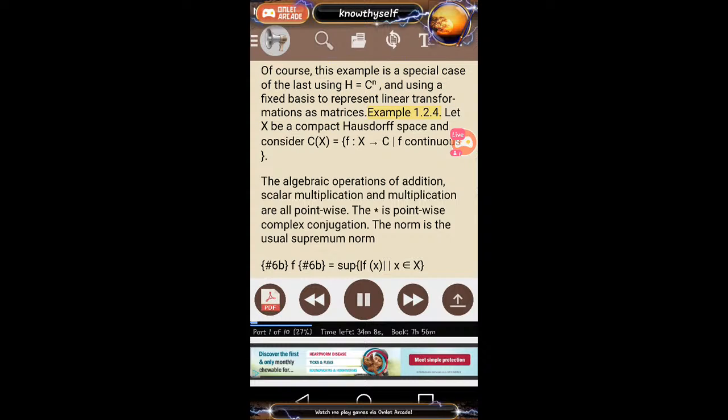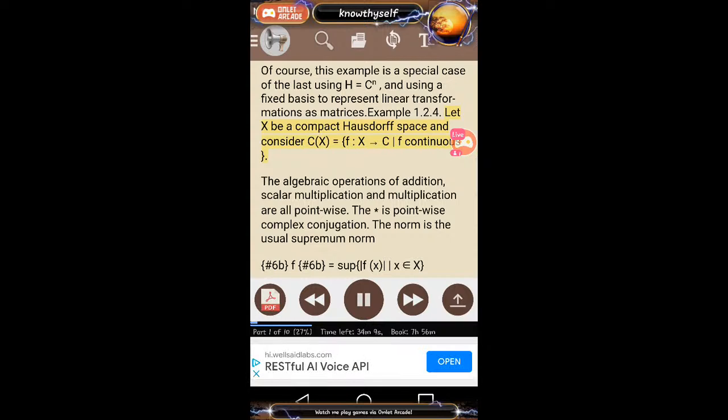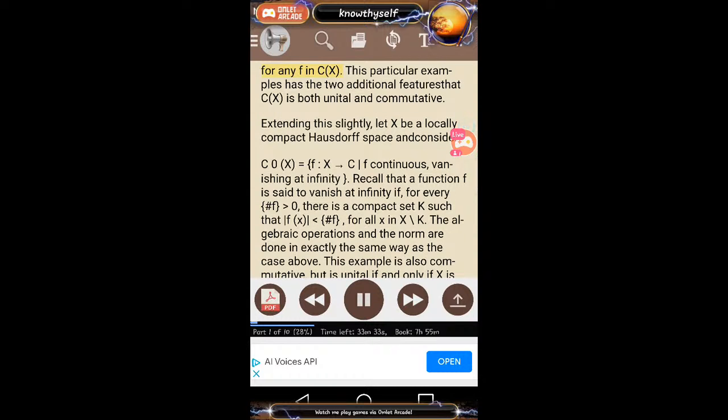Example 1.2.4. Let X be a compact Hausdorff space and consider C(X) equals the set of f, X to C, f continuous. The algebraic operations of addition, scalar multiplication and multiplication are all pointwise. * is pointwise complex conjugation. The norm is the usual supremum norm. ‖f‖ equals sup of |f(x)|, x an element of X, for any f in C(X). This particular example has the two additional features that C(X) is both unital and commutative.